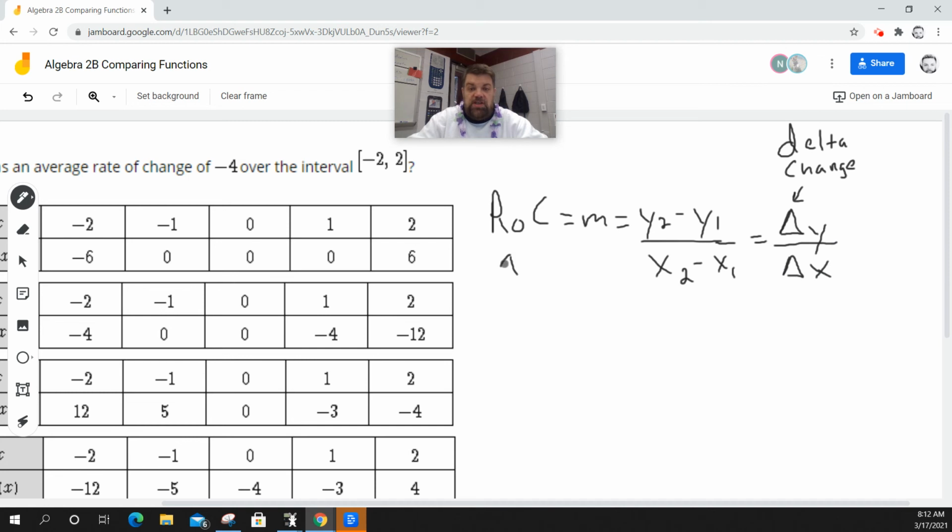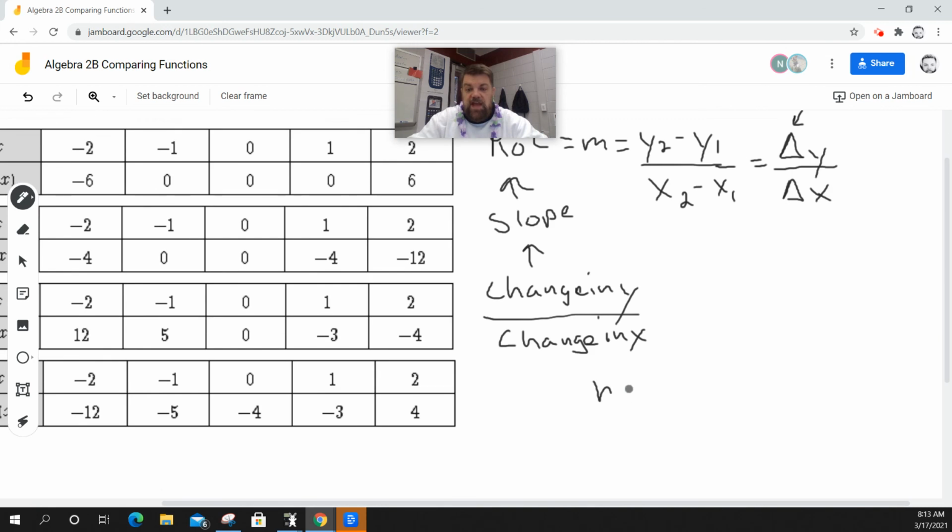Okay, so the rate of change can be called the slope, which is m, and it can also be called change in y, right? That's where the delta comes from, over the change in x. And in this particular case, they're saying that m is equal to -4, but really what they're saying is m is equal to -4 over 1. So this represents delta y over delta x.